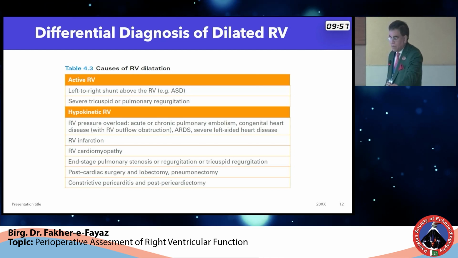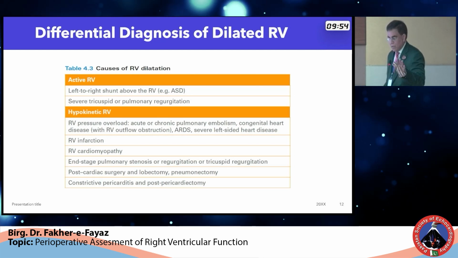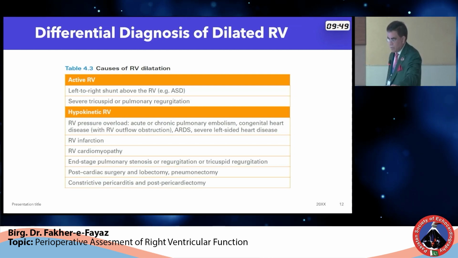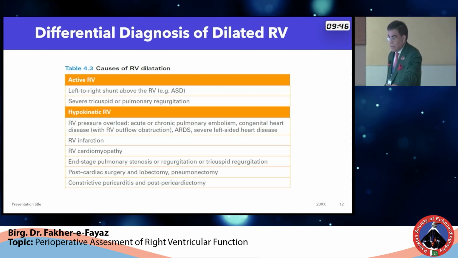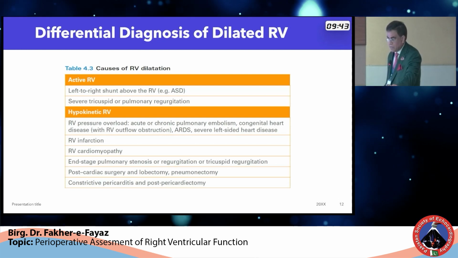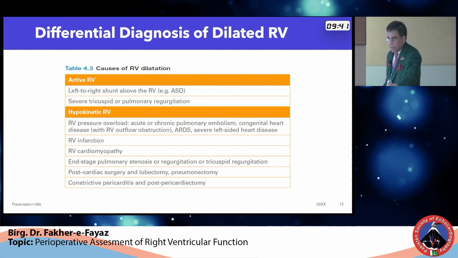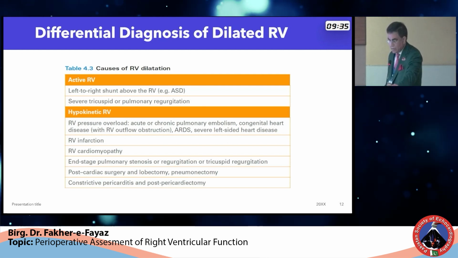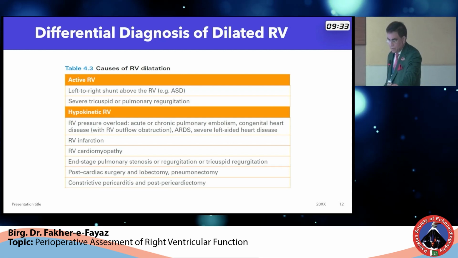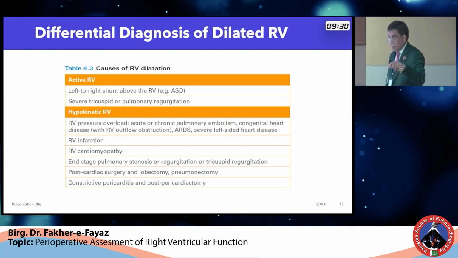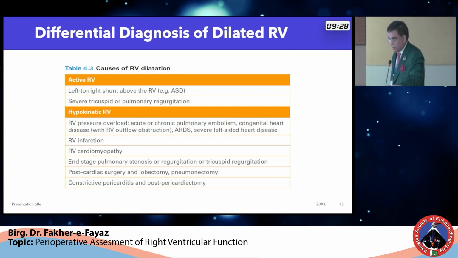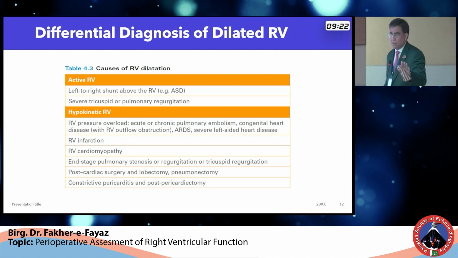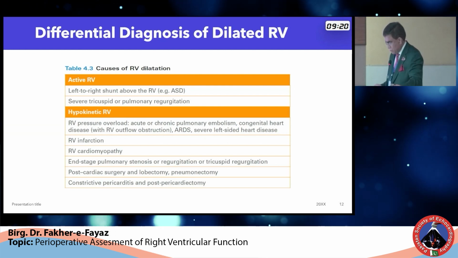If there is a hypokinetic RV, then we always look for RV pressure overload, especially acute or chronic pulmonary embolism, congenital heart disease, ARDS, especially in the perioperative period. Severe left-sided heart disease is important in the perioperative period. Also RV infarction, RV cardiomyopathy, end-stage pulmonary stenosis or regurgitation or tricuspid regurgitation, post-cardiac surgery, and post-thoracic surgery, as well as constrictive pericarditis and post-pericardiectomy. These very sick patients usually die of RV failure on the third or fourth postoperative day.